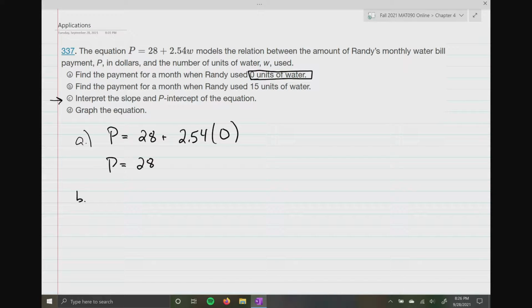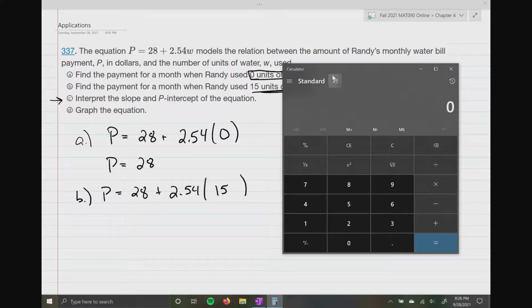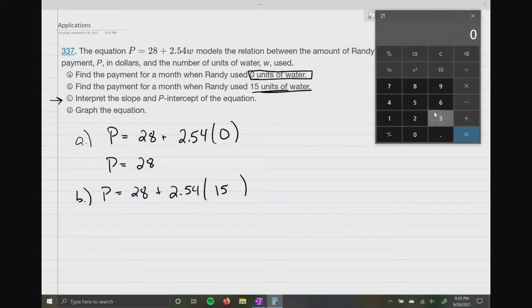Part B is also pretty straightforward. So part B says, find the payment for a month when Randy used 15 units of water. All right, so it's going to be set up just like the previous problem. Except in this situation here, I'm going to substitute in 15. Let me get out a little calculator here. It's gonna make our lives a little bit easier. All right, so there's our calculator, and I'll pin it so it's always on the screen for us.